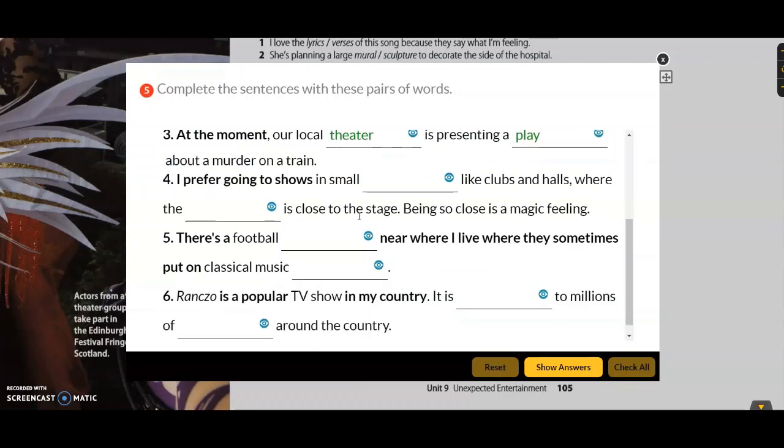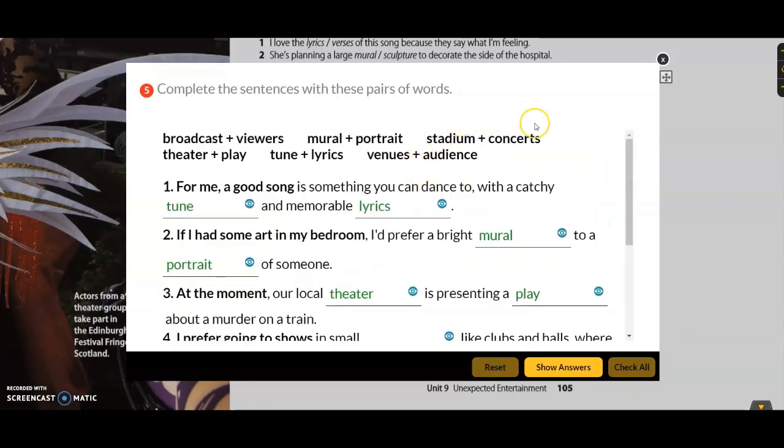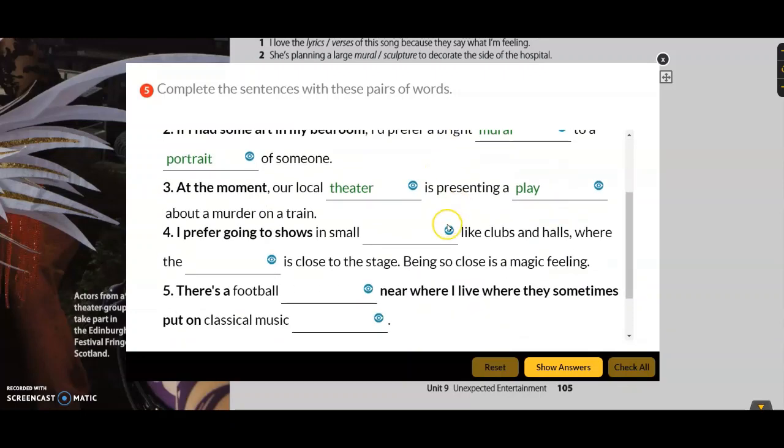Number 4, "I prefer going to shows in small clubs and halls, where the is close to the stage. Being so close is a magic feeling." I prefer going to shows in small... stadium? No, it doesn't fit there. Theater, broadcast, viewers, small broadcast? No. I think it's venues and audience. So let's check it. In small venues, yes.